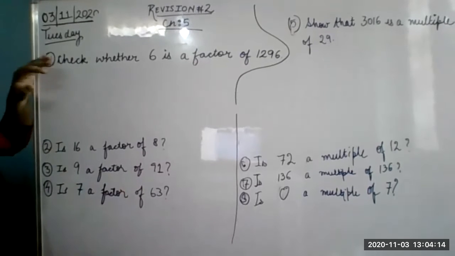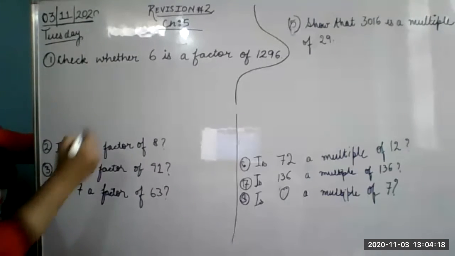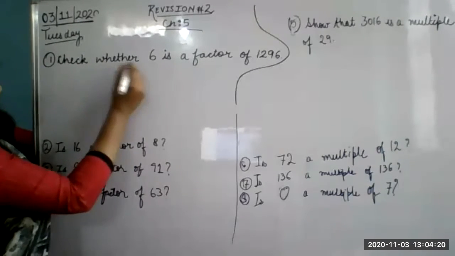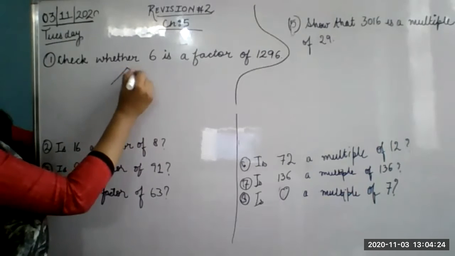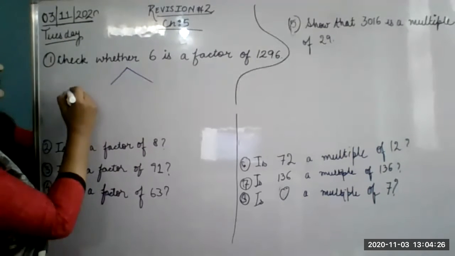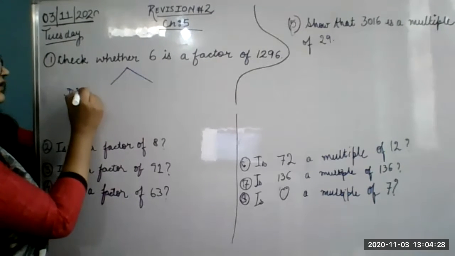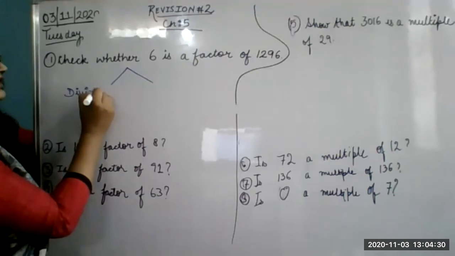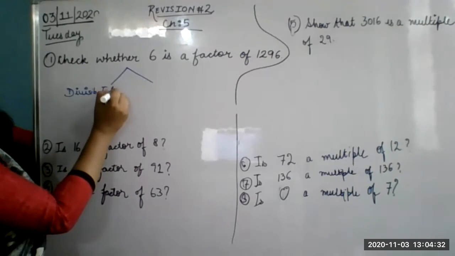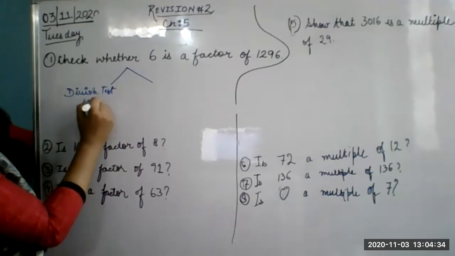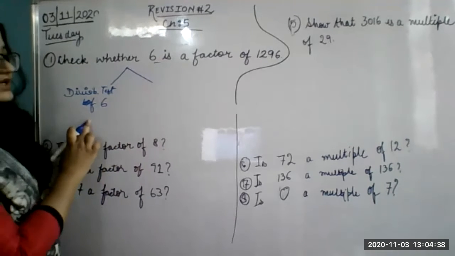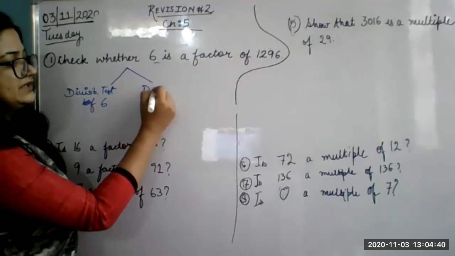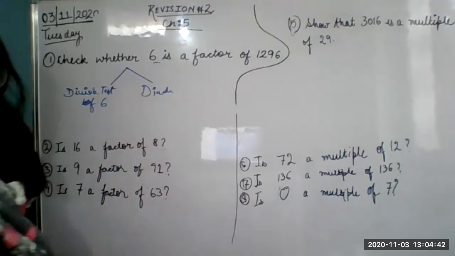Okay, now see, check whether 6 is a factor of 1296 or not. There are two methods to do this. First one is by divisibility test. You can check by the divisibility test of 6, because you have to check whether 6 is a factor of this. And second is to divide. Both the methods are correct.